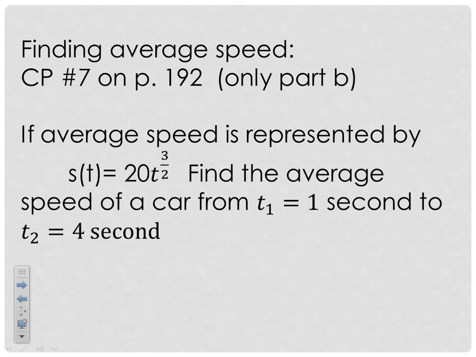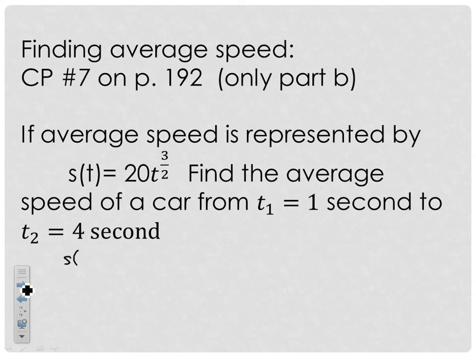It says the average speed is represented by s of t is equal to 20t to the 3/2 power. Find the average speed of a car from t sub 1 being 1 second to t sub 2 being 4 seconds. Okay, so if the car is traveling 1 second, what's its speed going to be if it traveled for 4 seconds? What's its speed going to be? And we're going to find its average speed then from these 2. So again, t sub 1 is 1.